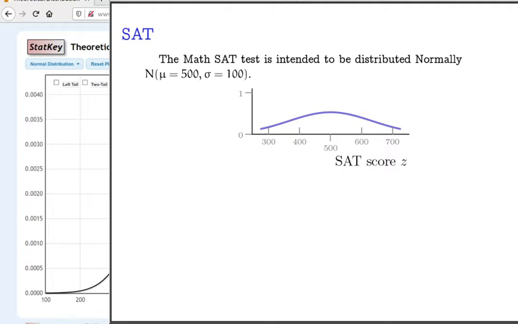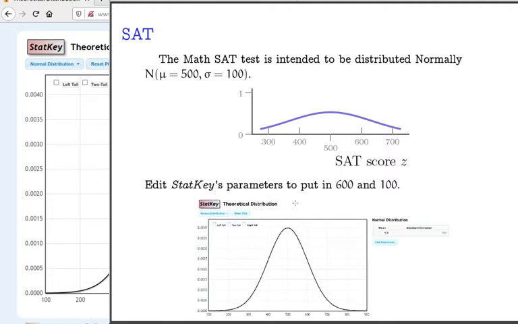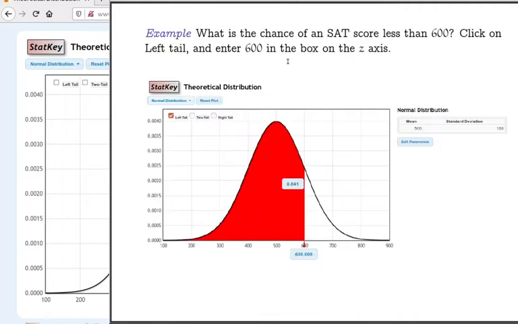I'm going to ask some questions about the Math SAT. So I edited StatKey to put in, whoops, it says 600. I typed 600, but it's supposed to be 500. I apologize, a typo. So what's the chance of an SAT score less than 600?